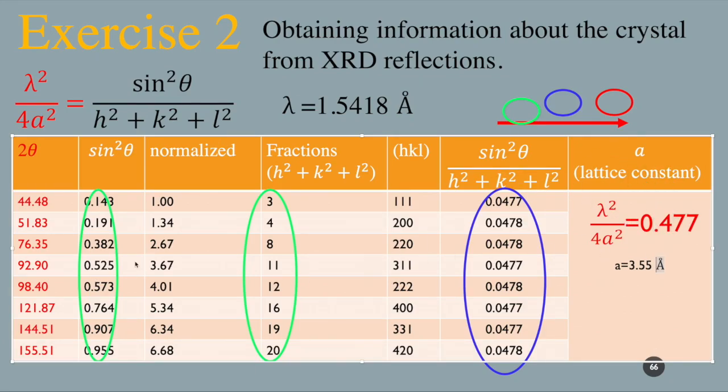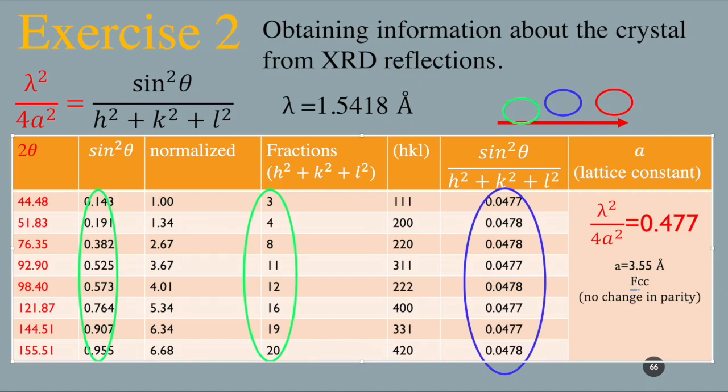Now we found the lattice constant, we identified the planes, and by looking at the planes, if we check the pattern, there is no change of parity. You see that? No change of parity. And this is only possible if the structure is FCC. No change in parity means if it is odd, all are odd; if it's even, all are even. So no change in parity, so it could be FCC.